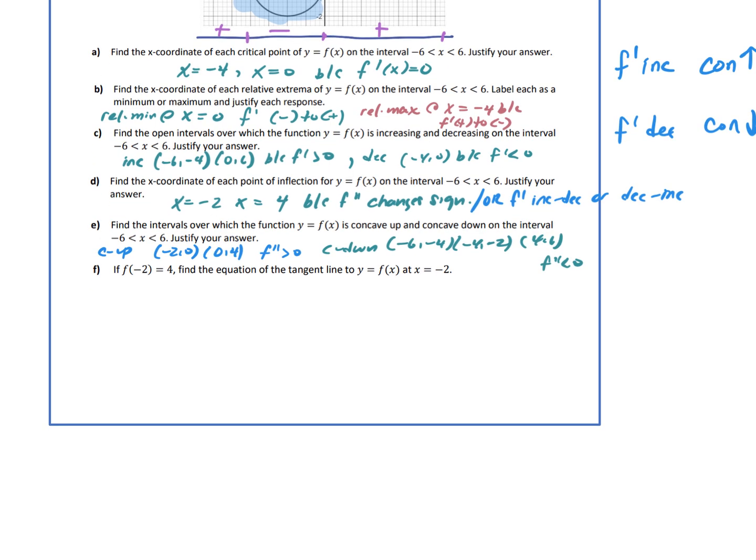All right, equation of the tangent line. We know the point is going to be -2, 4. So I just need the slope at x equals -2. I could at least start with y minus 4 equals m, and then x plus 2. Now we need the slope at -2. So I'm going to look at my graph.